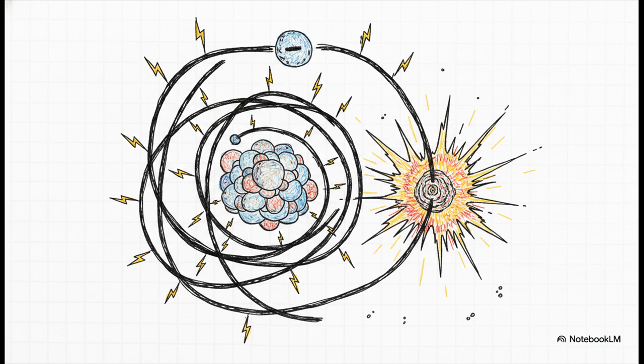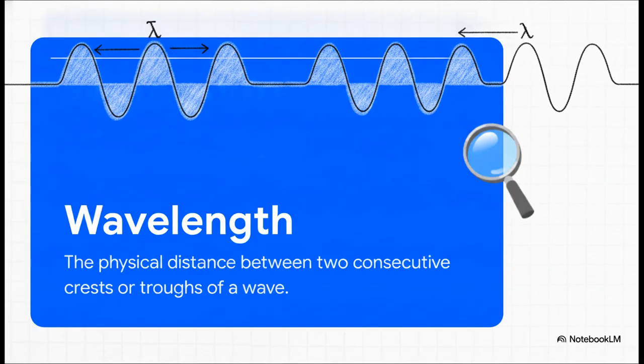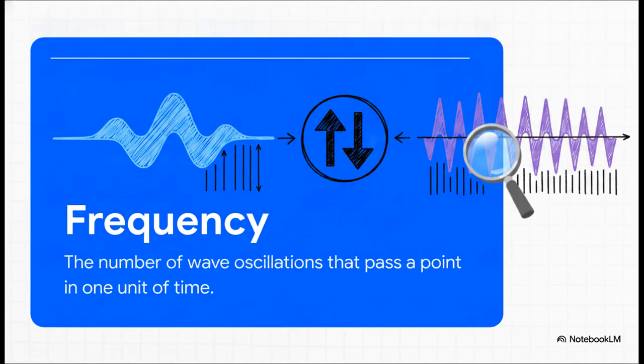To solve this, scientists realized they had to understand the dual nature of these invisible emitted waves. Let's define exactly what we are dealing with when we talk about electromagnetic radiation. Imagine a wave traveling through space. The first vital parameter is the wavelength, represented by the Greek letter lambda. This is simply the physical distance between one peak, or crest, of the wave and the very next peak. This builds directly into our second parameter, frequency, represented by nu. This is how many of those wave cycles pass a specific point in 1 second.